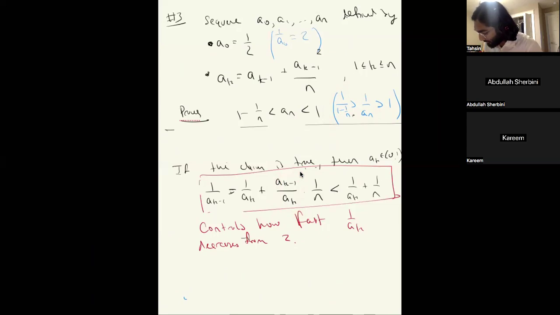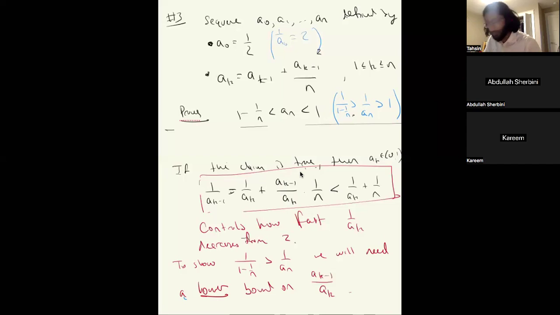So to show the other side, that 1 over 1 minus 1 over n is greater than 1 over an, we will need a lower bound instead on ak minus 1 over ak. Does it make sense what I'm saying? Yeah. So let's be very explicit about this.